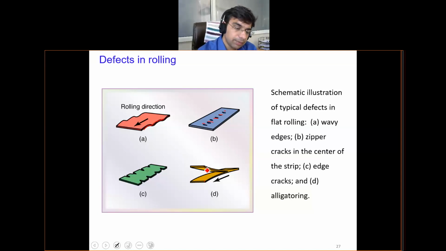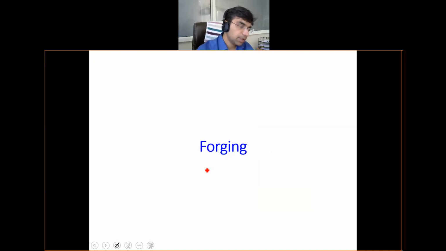Because there are many parameters, it is very hard to simplify how to minimize these defects within the scope of this course. But since there are many parameters like angle of bite, coefficient of friction, speed of the rolls, and condition of the workpiece, by controlling one or many of these, we can minimize these types of defects in the rolling process. So with this, I'll stop here for today, and now I can take up questions from you if there are any.